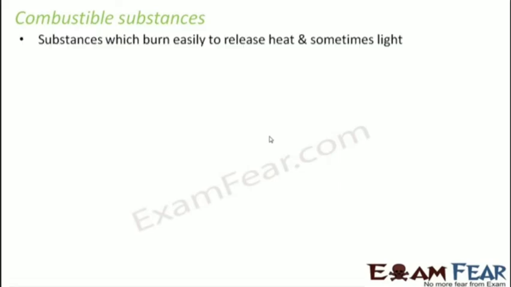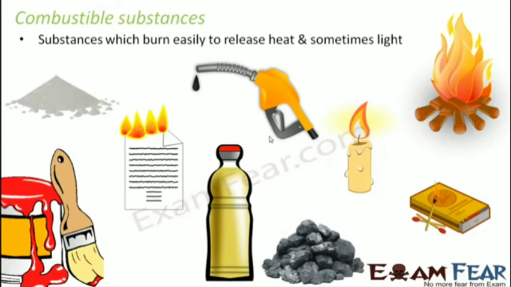Now let us look at some examples of combustible substances. What are combustible substances? Those substances which undergo combustion, that is, they burn easily to release heat and sometimes light. Not all substances can burn to release heat. So those substances which can burn to release heat are called combustible substances. And examples are all these which you see on the screen.